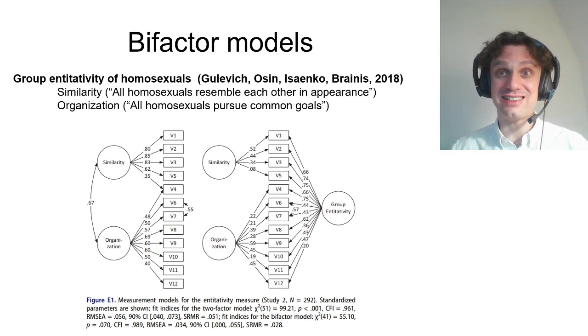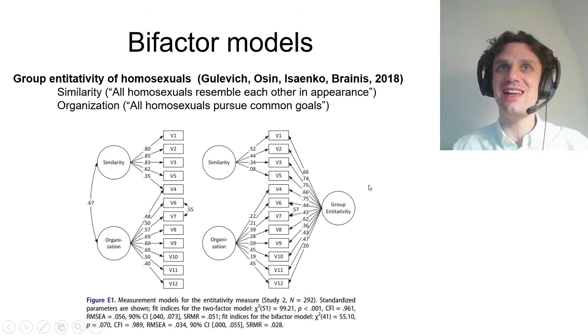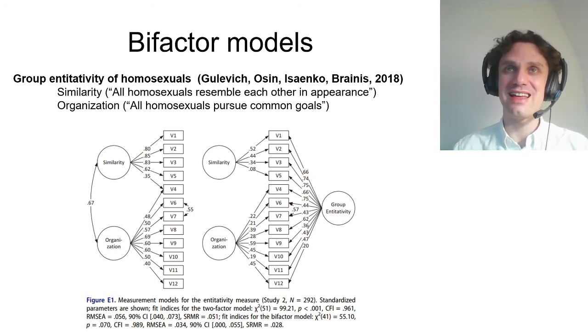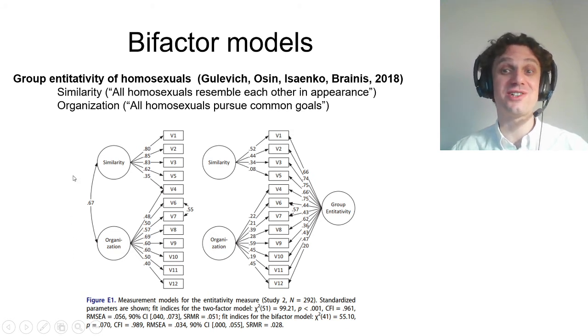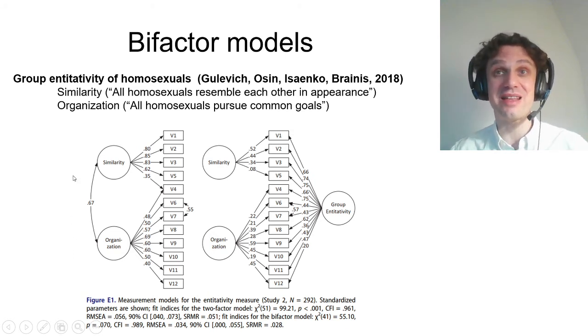And just as an example, coming from our recent study with Olga Gulevich, where we studied attitudes to LGBT people, there was one questionnaire which measured group entitativity. Basically, a belief that LGBT people have a single group that organizes its actions. And there are two components there, similarity and organization. But you can imagine that these are forward scored and reverse scored items. It will be the same type of model.